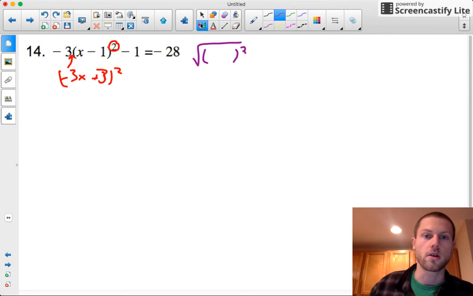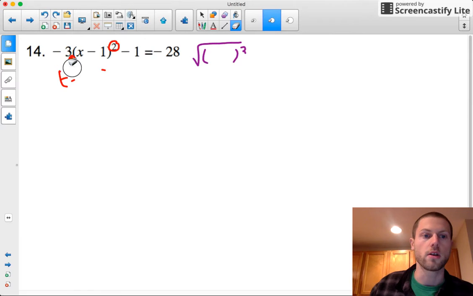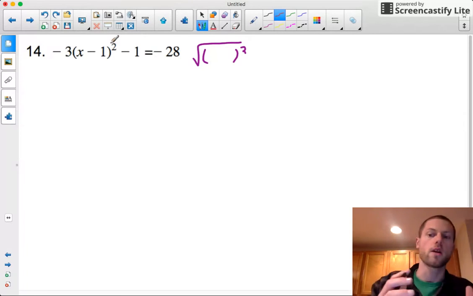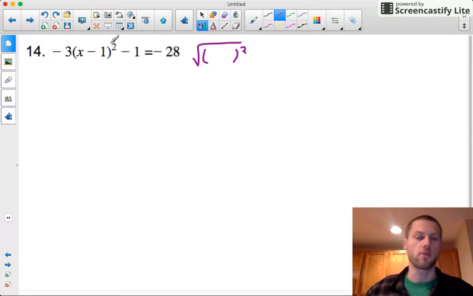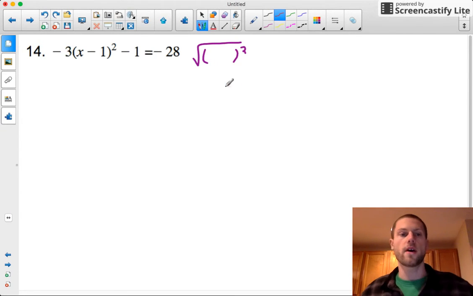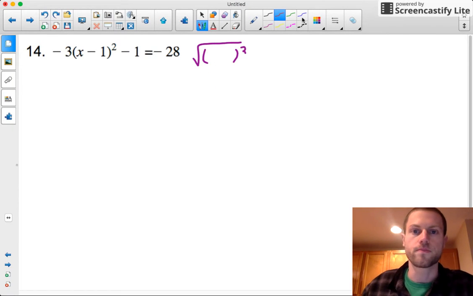Now, if you really wanted to go the long way, you could expand this x minus 1 squared, multiply the quantity by the quantity, multiply that by negative 3, combine your like terms, and solve using a method we've seen before. I think that takes too long. If we have something that looks like this vertex form, let's just go the fastest way and solve using square roots. All that aside, let's get the ball rolling.